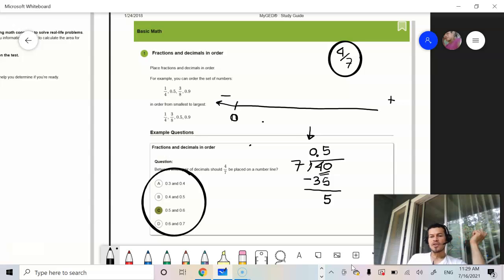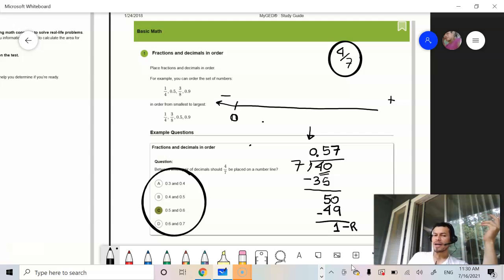Now that I know that it's 0.5, what I'm going to do to be able to divide this number by 7, I will place a 0 here, okay? And now, how many groups of 7 can I form with 50? Well, I can form 7 groups. So 7 times 7 gives me 49. And 50 minus 49, that gives me 1 as a remainder, okay?